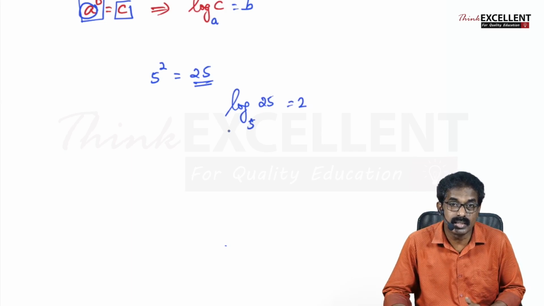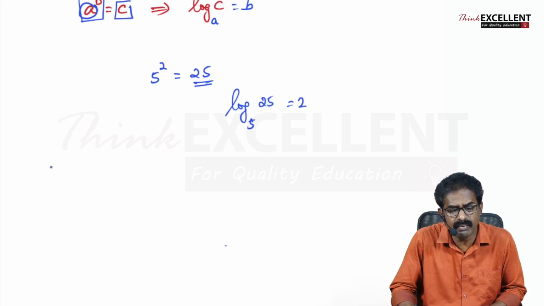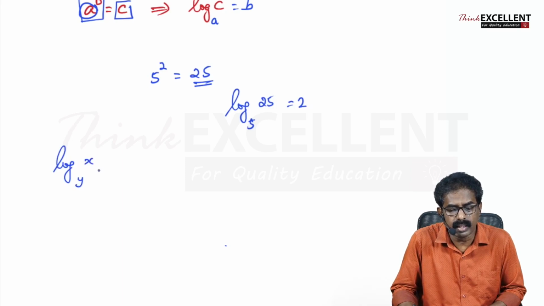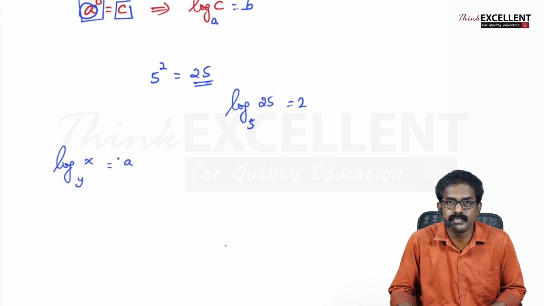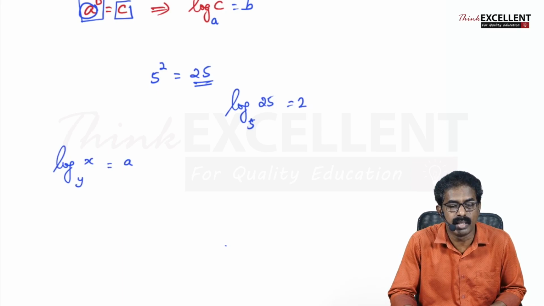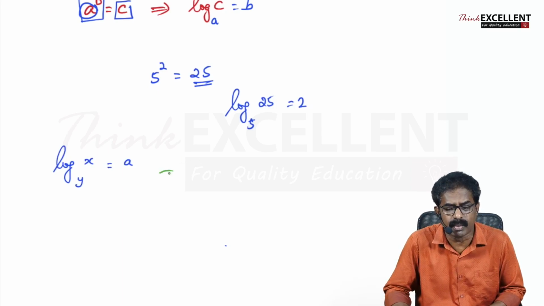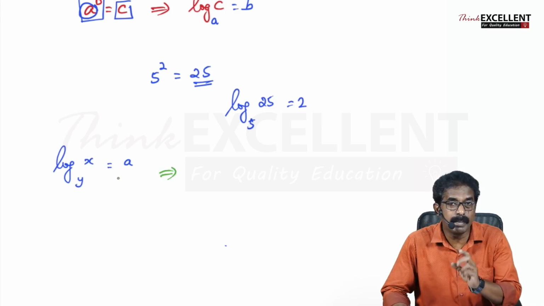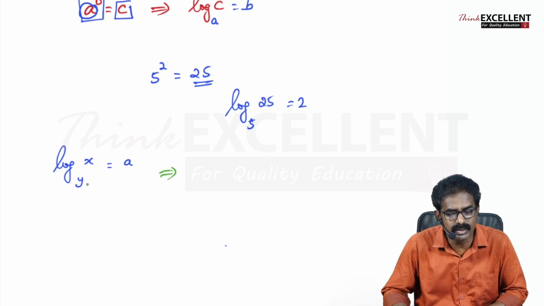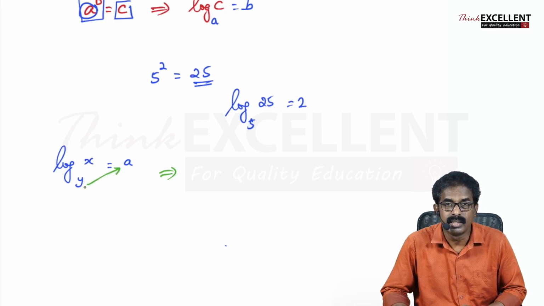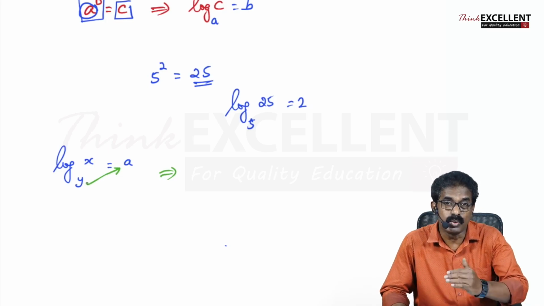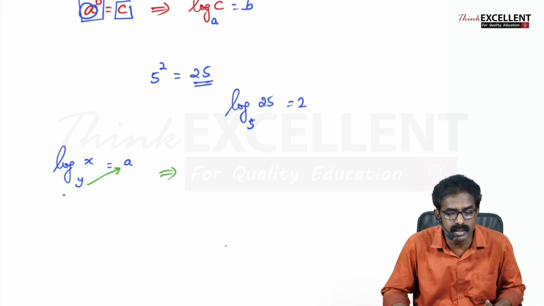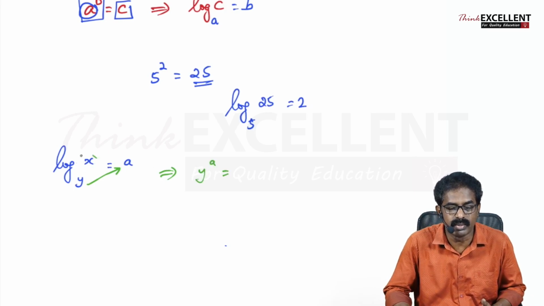Now we check the other one. Suppose a logarithmic form is given: log x to the base y equal to a. This is in logarithmic form. How to convert it into exponential form? Listen, you start with the base, then just you take cross. So y raised to a, that a goes to the power. So y raised to a equal to what is left out here?